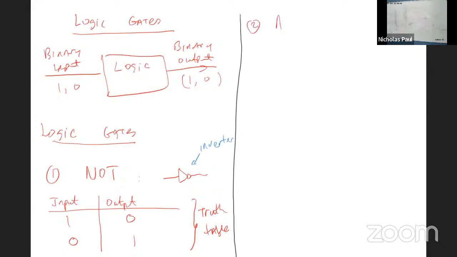Right, you have two more main gates here, called the AND gate. It's called an inverter, the little circle thing.